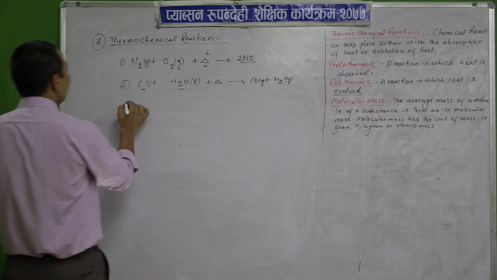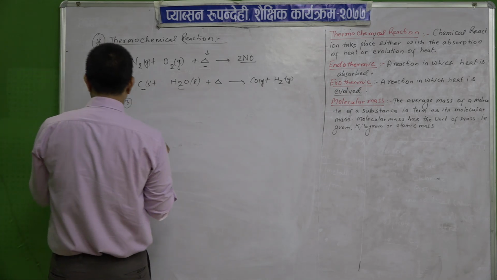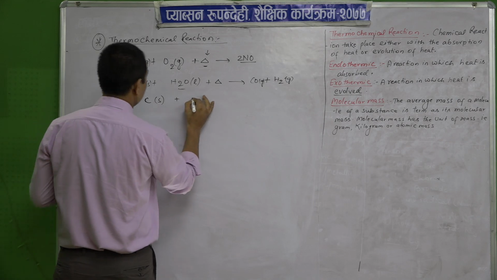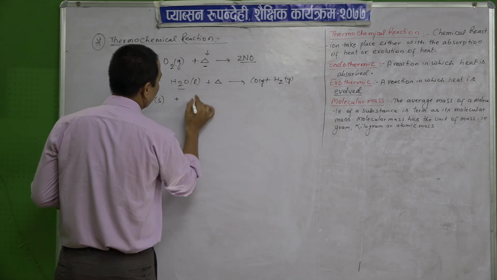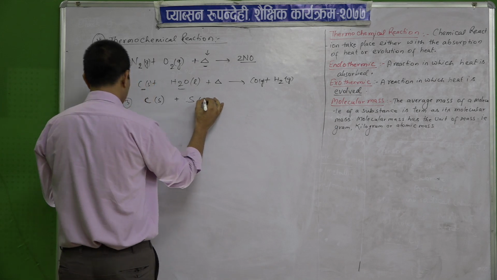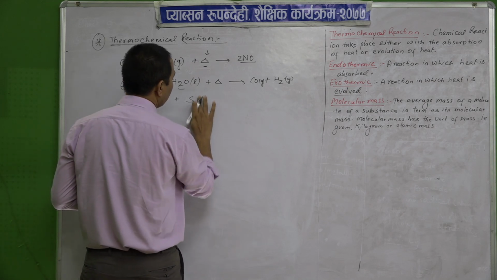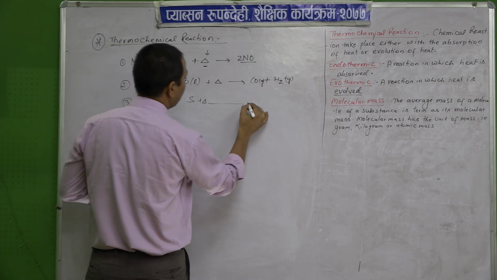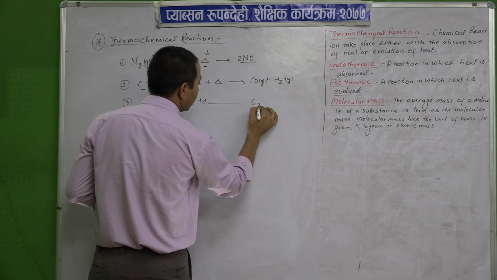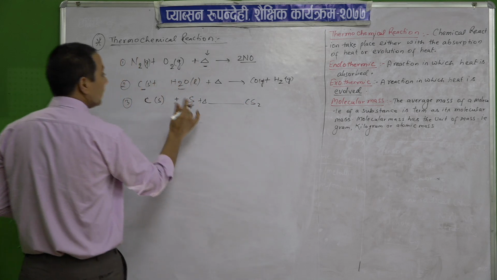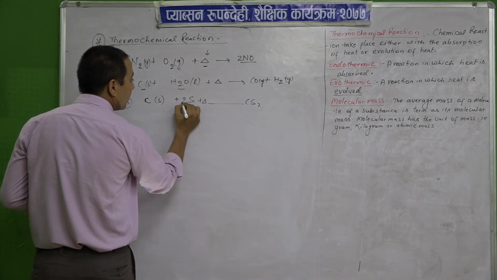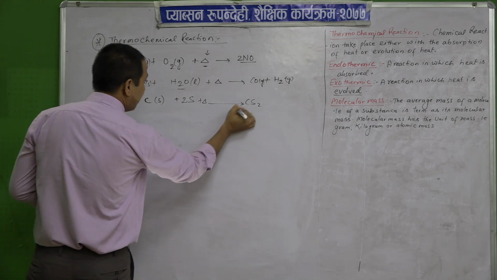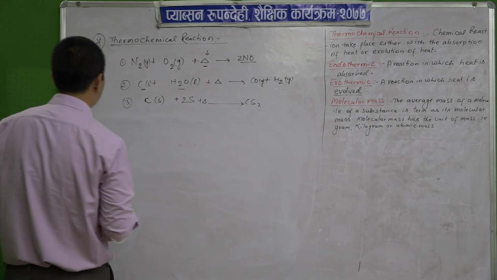Okay. Then let us take another example, that is carbon plus sulfur, then heat is given. Then what happened? Carbon sulfide is formed. Here will be 2, 2. Okay. These are the examples of endothermic reactions.